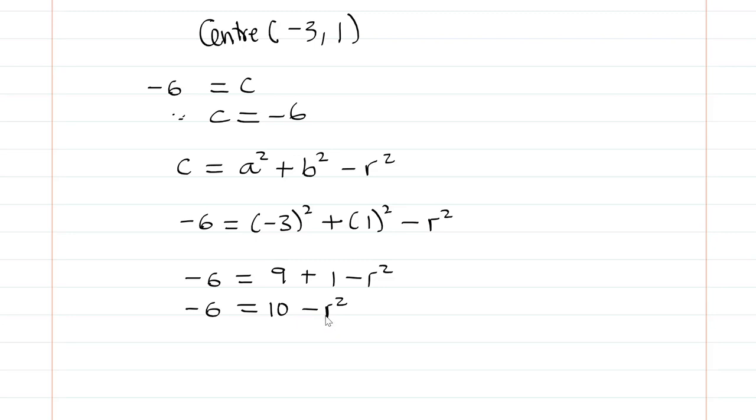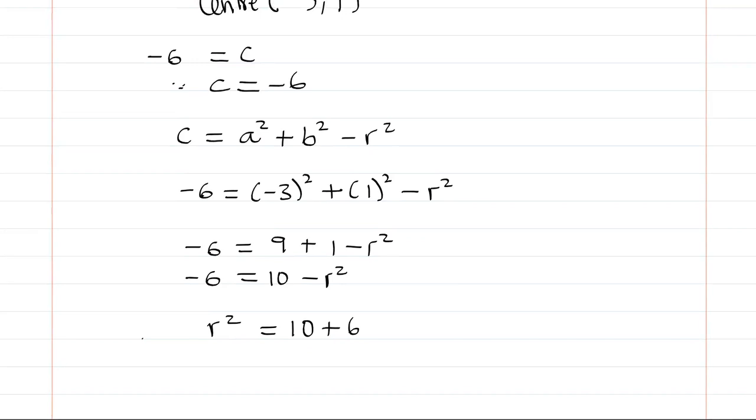So let me take R squared to the other side to become positive. So we'll have positive R squared equals to 10 plus 6. If I bring 6 this side, it becomes positive. So our R squared equals to 16 in this case. Then we take the square root on both sides. Therefore, our R is radius.